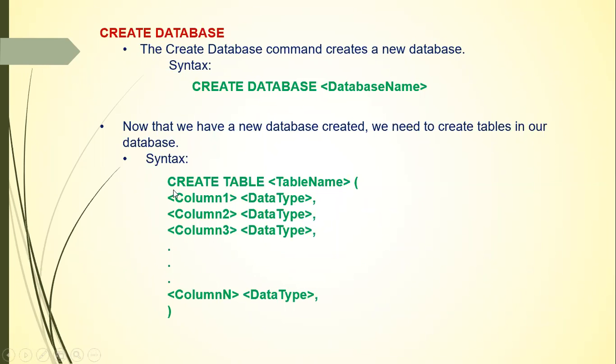Now here we use the create table command. Create is the most important command. Then we mention the name of the table here, the keyword table, and then the name of the table. In this parenthesis we mention column 1 with its corresponding data type, column 2 with its corresponding data type, column 3 with its corresponding data type, up to column n with its corresponding data type.